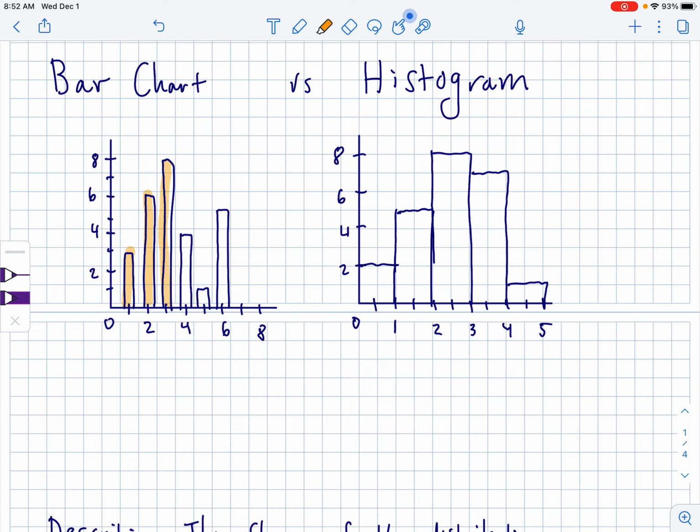You've got these vertical columns. There's white space in between. They don't touch each other. It's mainly for discrete data. Histograms are more for, I guess we would say, interval data.